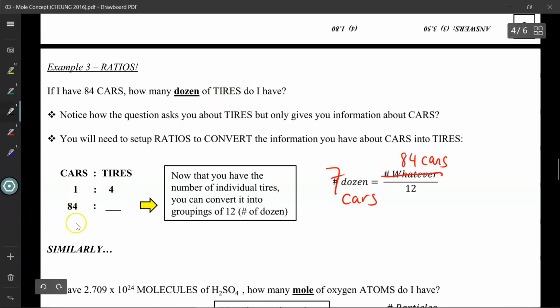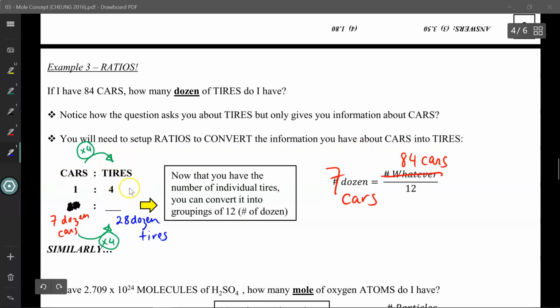Now I'm going to cross this out for a second and put in 7 dozen cars under the cars column. Now I know the ratio of cars to tires is usually 1 to 4, so one car should have 4 tires. I'm going to ignore the spare tire. But let's just stick with 1 car's 4 tires. So there's 4 times as many tires as there are cars, so I have to multiply by 4. So if 1 car has 4 times as many tires, 7 dozen cars should have 4 times as many as well. 4 times 7 gives me 28 dozen tires. So I was able to take information about one thing, cars, and then convert it into information about something else, tires, using ratios. Now this is just one way of doing things.